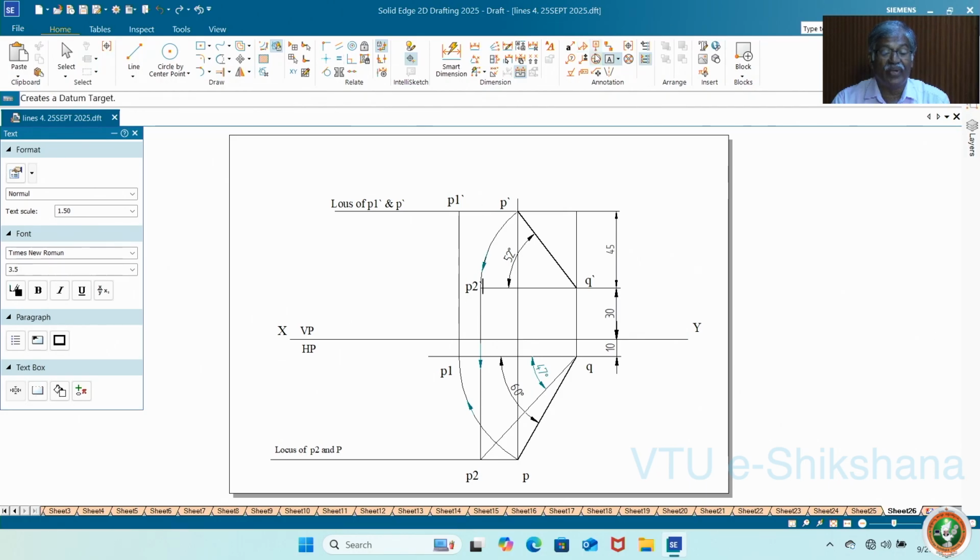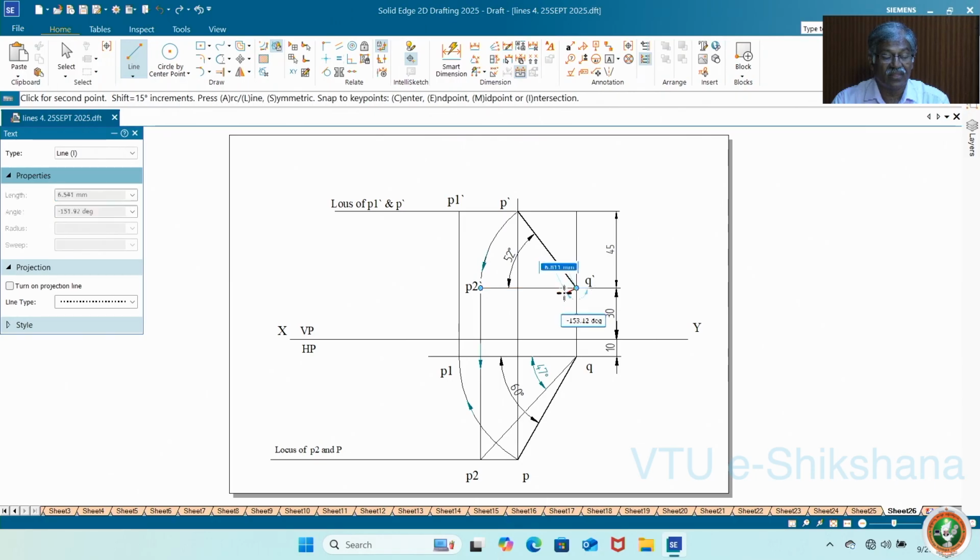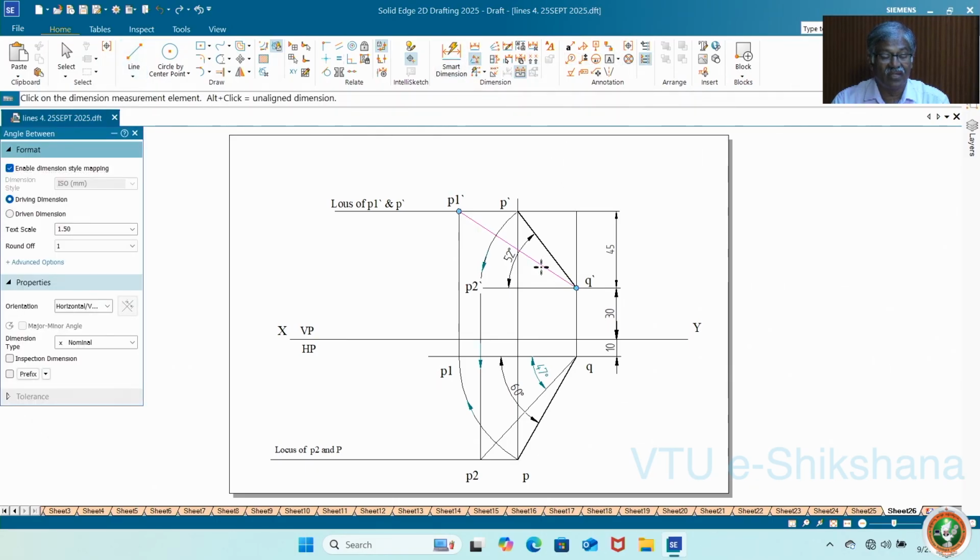Join P1 dash and Q dash. You will get the true length of the line. Then check for the angle. That is theta. Theta is 33 degrees. Okay, so the true length is P1 dash Q dash. Let me measure how much it is.